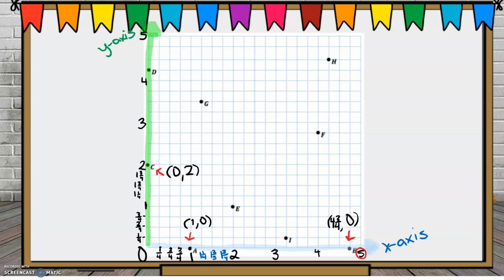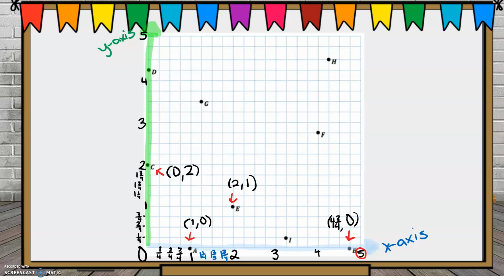I'm going to skip D and give you a chance to try D for yourself. And I'm going to go right to the letter E. E is right here. So when I look at E, E lines up with the 2 on the x-coordinate. So right here with the 2, I'm going to label it as 2. And with the y-coordinate, it lines up with the number 1.